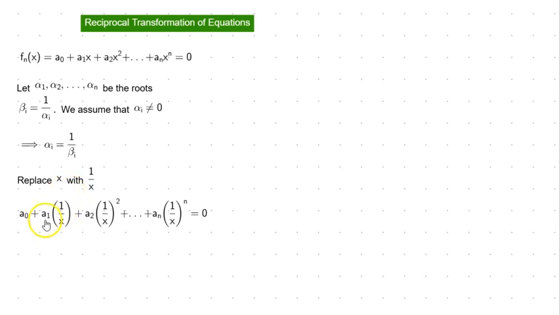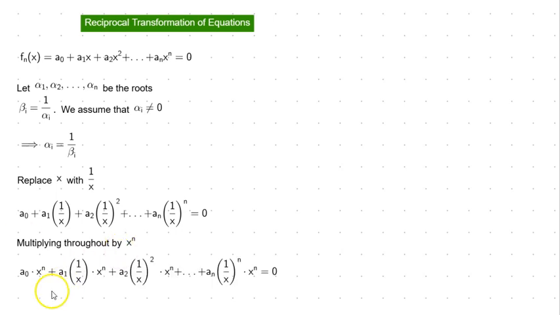a sub 0 plus a sub 1 times 1 by x plus a sub 2 times 1 by x square and so on up to a sub n times 1 by x to the power of n equal to 0. Now again, we need to get rid of the denominators. So multiplying throughout by x to the power of n, we get this polynomial on the left hand side. Simplifying it, we get a sub 0 times x to the power of n plus a sub 1 x to the power of n minus 1 and so on up to a sub n equal to 0. And this is the transformed equation.